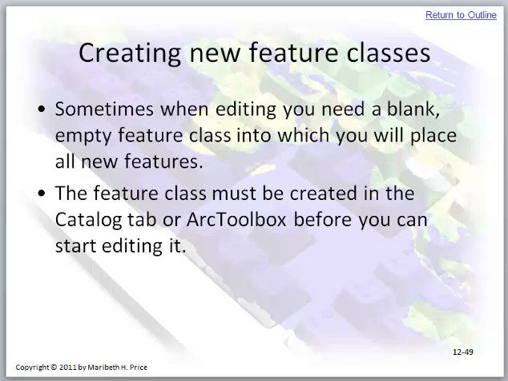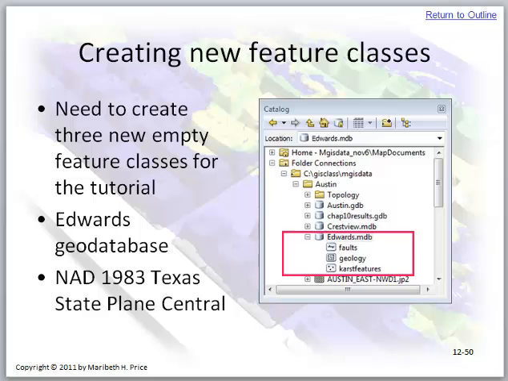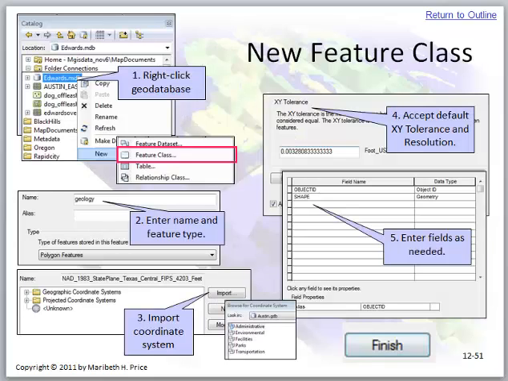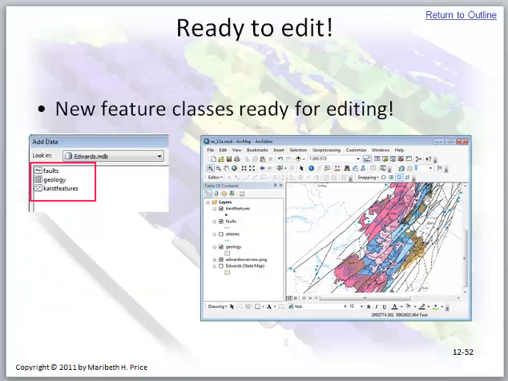Creating new feature classes. Sometimes you need a blank empty feature class. We will be creating a blank empty feature class, and you create that with the ArcCatalog or the Catalog tab and or ArcToolbox before you can start editing it. In the tutorial in the book, you would create 3, but we're only creating 1. Here's the directions on how to create the one using a geodatabase. We'll be doing a little bit different method.